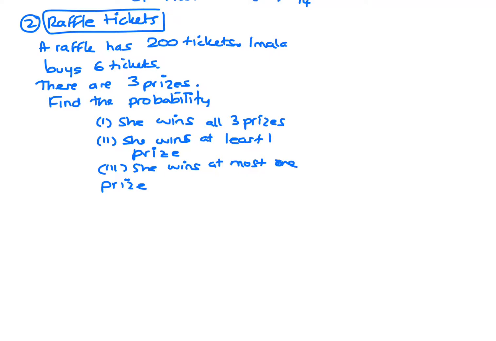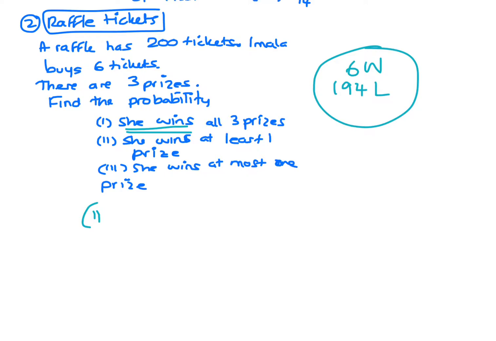Okay, so in a raffle there are 200 tickets. So 6 of them are winning tickets for Amala and 194 are losing tickets for her. So we're interested in what she does. So if we want the probability that she wins.